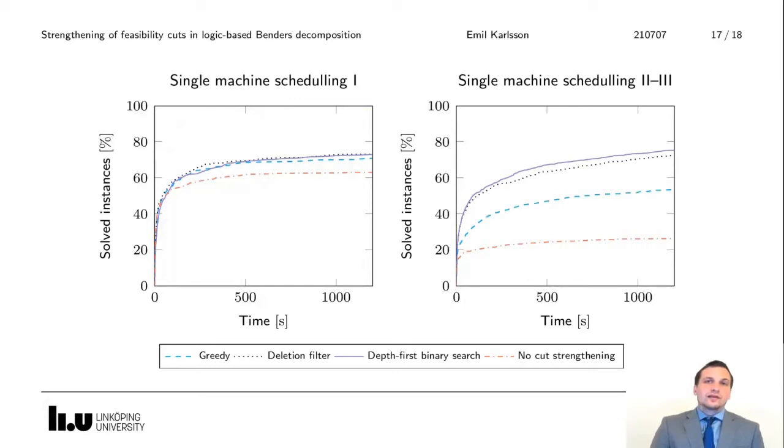To the left, we see that the deletion filter and the depth-first binary search perform best, followed by greedy and doing no cut strengthening at all. To the right, we see that the depth-first binary search performs best, followed by the deletion filter, then the greedy one, and doing no cut strengthening at all.